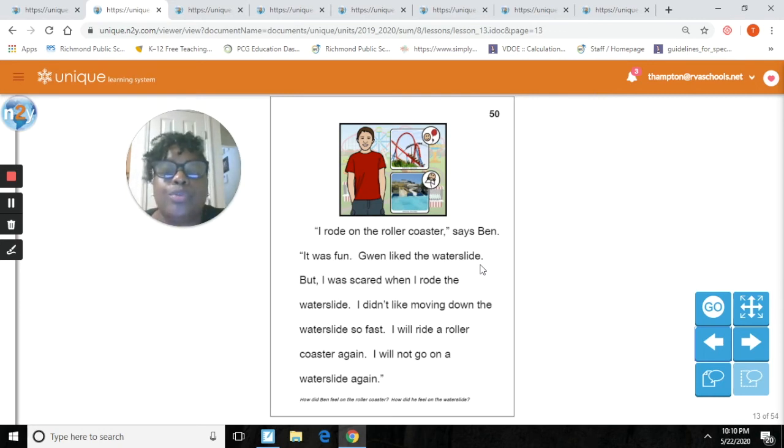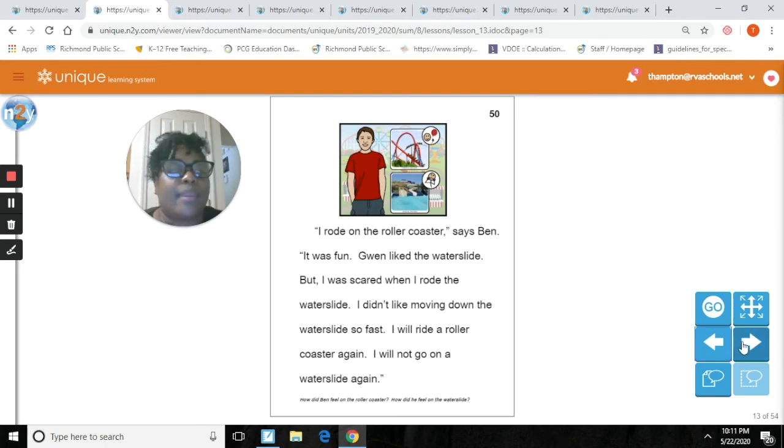Whenever you go to a place like this, there are so many rides. There are so many rides. I can remember going to Kings Dominion at one time. It was so many rides there. No, it was Disney World. And it's just so many rides, and everybody's not going to like the same rides.